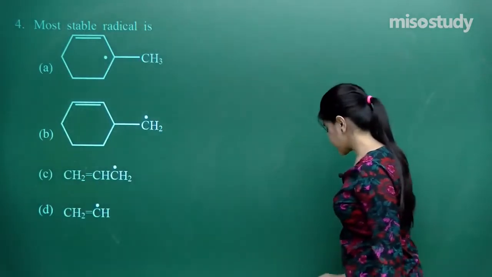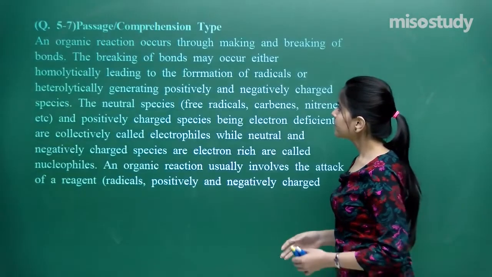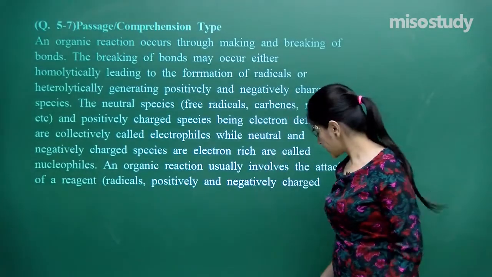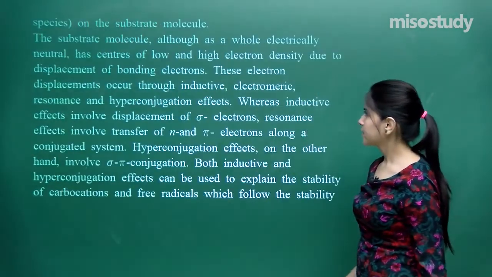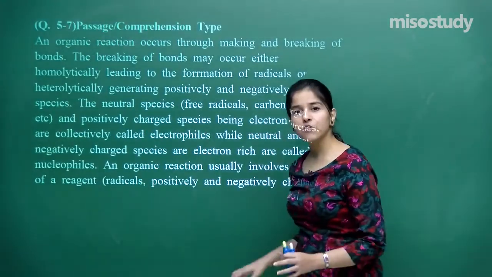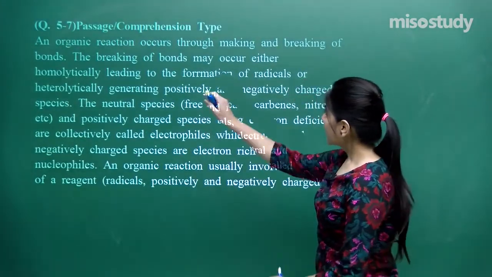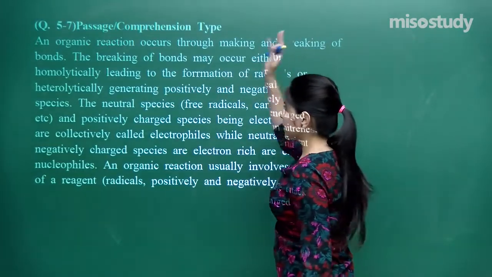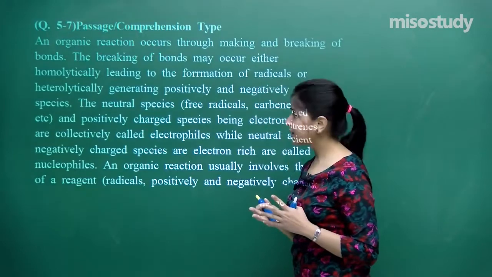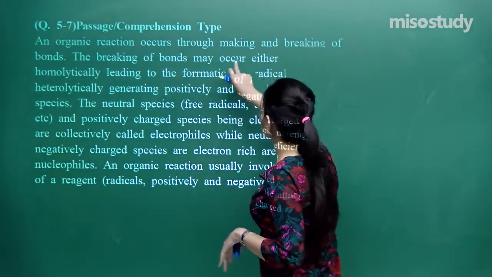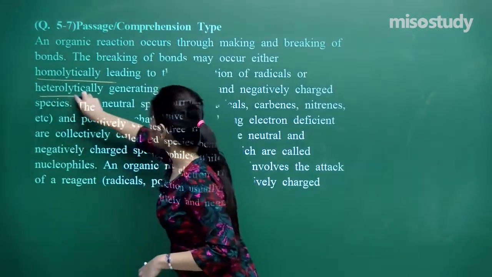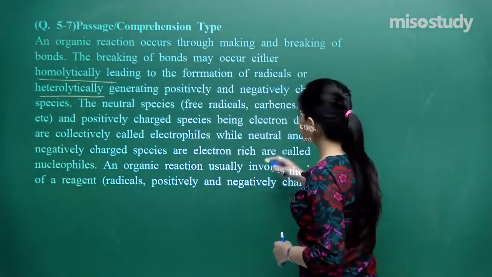So what does the next question say? Okay, we have got a passage over here and it's quite a long passage. Let me just show you. So that is the passage. Let us just read it out very quickly. An organic reaction occurs through making and breaking of bonds. We all know that. So they are actually telling us about how organic reactions are happening. The breaking of bonds may be occurring homolytically or heterolytically. That is what they are saying.